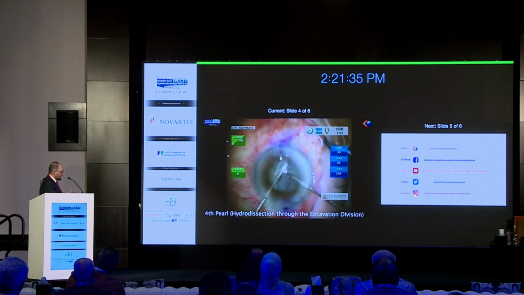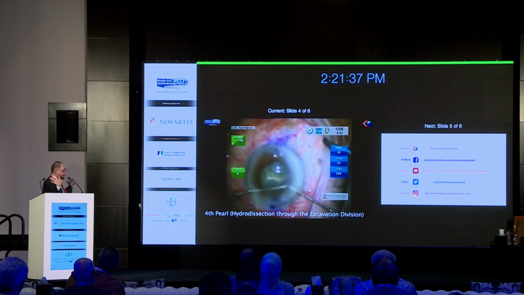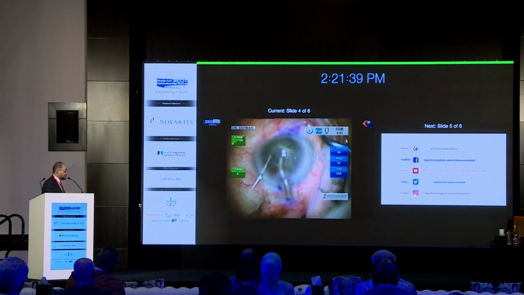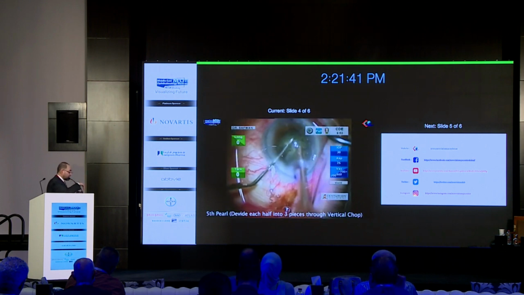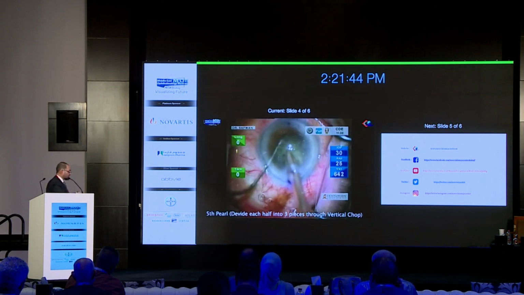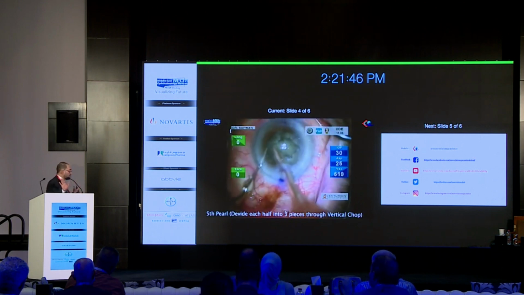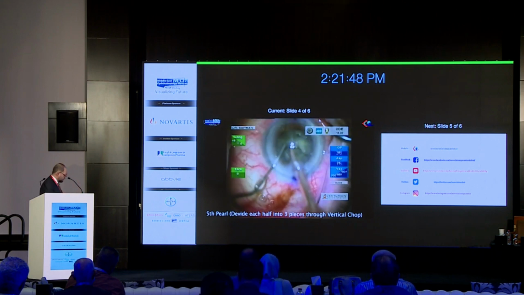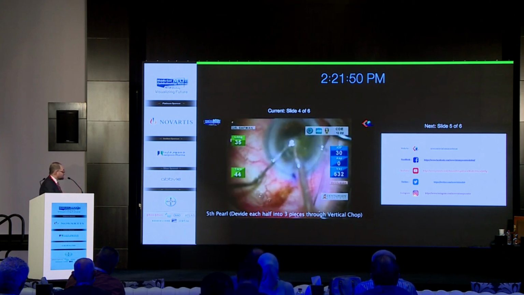Hydrodissection now. I have a cannula that has 2-side hydrodissection. That's what I am using here. So I'm just passing in the center of the nucleus and pushing the fluid onto the 2 sides. Now I'm dividing the 2/2 to 6.